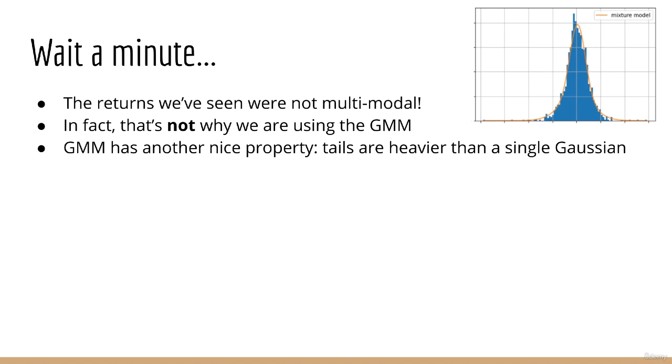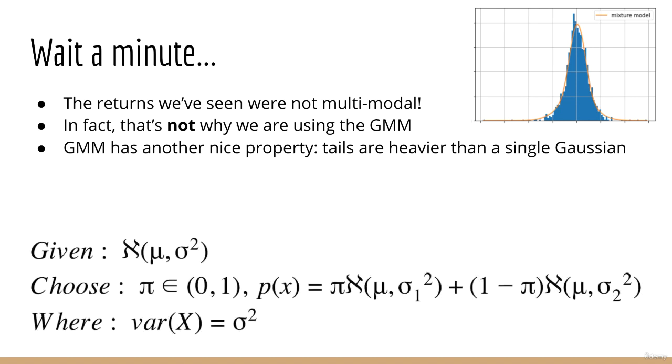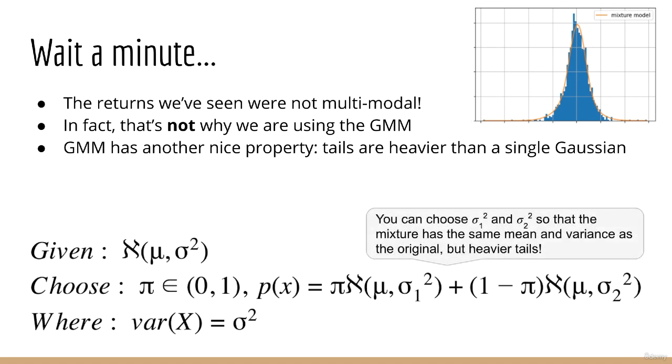In fact, it's possible to demonstrate this algebraically. Pick any Gaussian with arbitrary mean mu and variance sigma squared. Then, suppose I have a Gaussian mixture, pi times Gaussian 1 plus 1 minus pi times Gaussian 2. Gaussian 1 has mean mu and variance sigma 1 squared. Gaussian 2 has mean mu and variance sigma 2 squared. Sigma 1 and sigma 2 can be set such that the variance of the mixture model overall has the same variance as the original sigma squared.